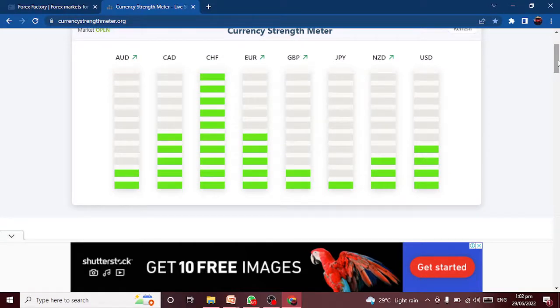Looking at this right now, we could see USD JPY. We can look at USD JPY, USD is stronger than JPY. We can look at AUD channel, CAD CHF. We can look at CAD CHF.